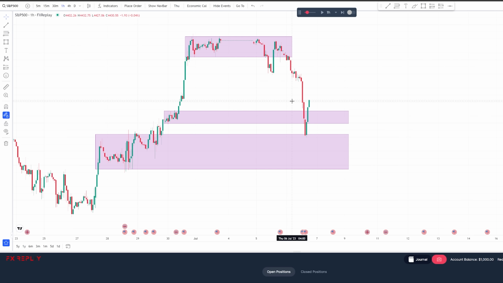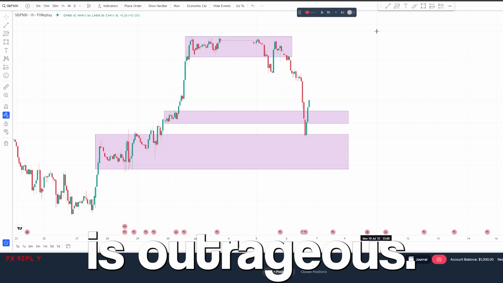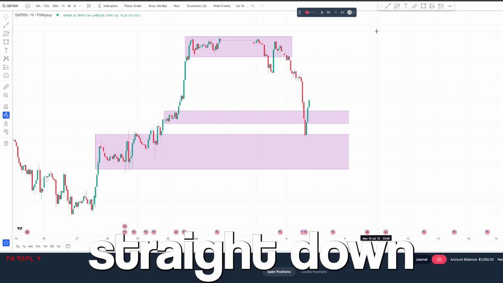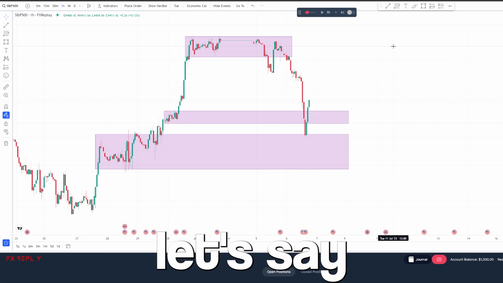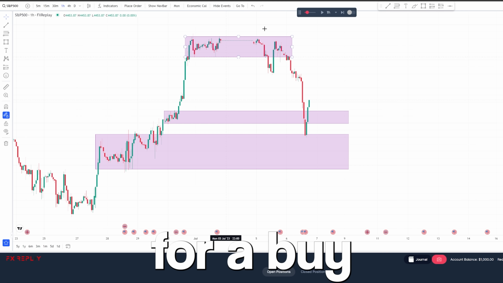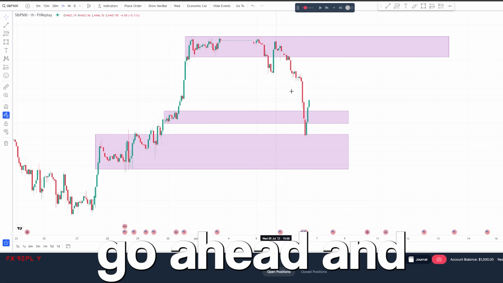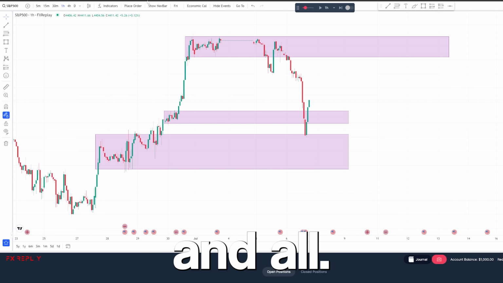Right now this is perfect for scaling your account, especially S&P and US 30 or US oil or even NASDAQ, just because you make a lot of money, and that's literally it. The volume is outrageous. It doesn't consolidate like any other Forex pairs. It's either straight down or straight up, barely consolidating. So now let's say we're entering in this trade for a buy, and we're just going to ride it to our supply levels. All right, so now we're going to go ahead and buy into this.